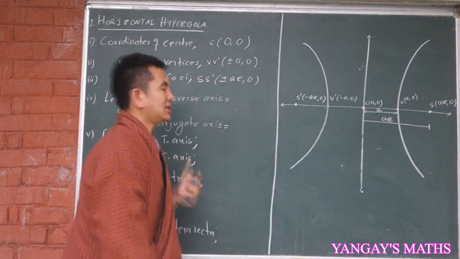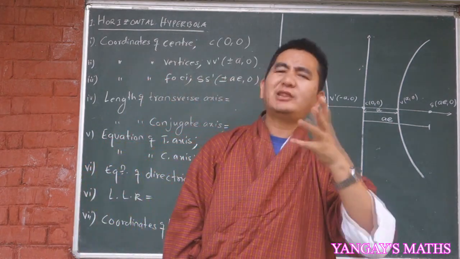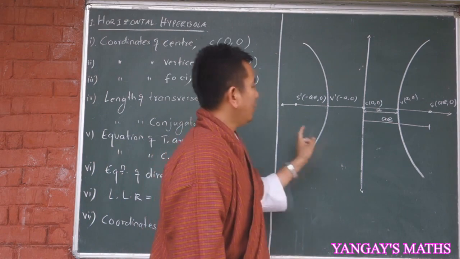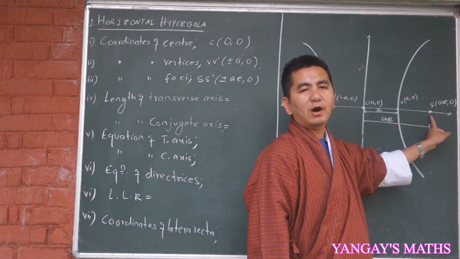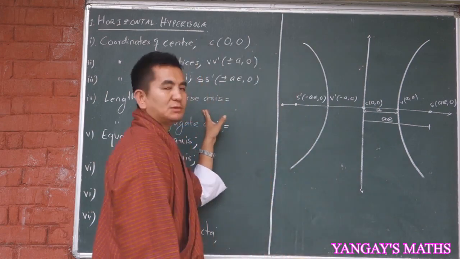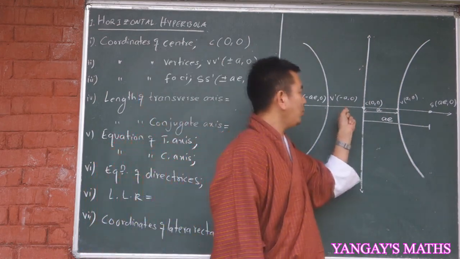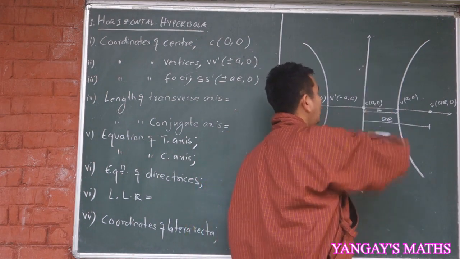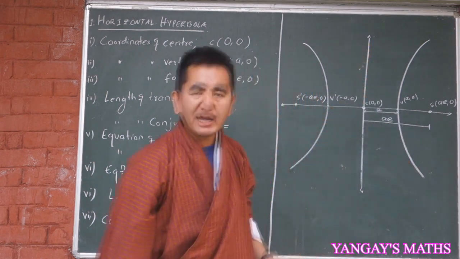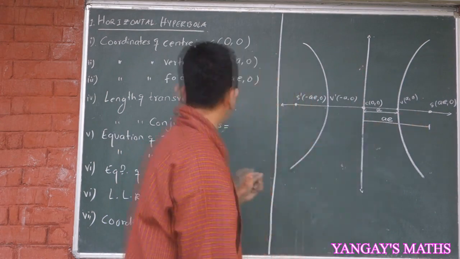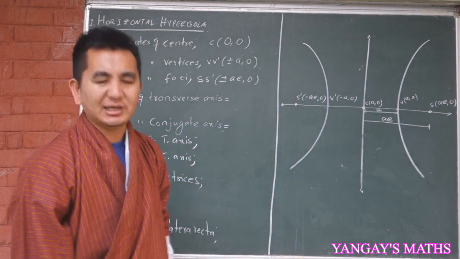Now the length of the transverse axis. What is actually this transverse axis? Now it is not the same as the major axis. It is the line which passes through the foci. If the line passes through the foci, it becomes the transverse axis. A line which is perpendicular to it, right now the y-axis is perpendicular. A line which is perpendicular to this axis is called the conjugate axis.